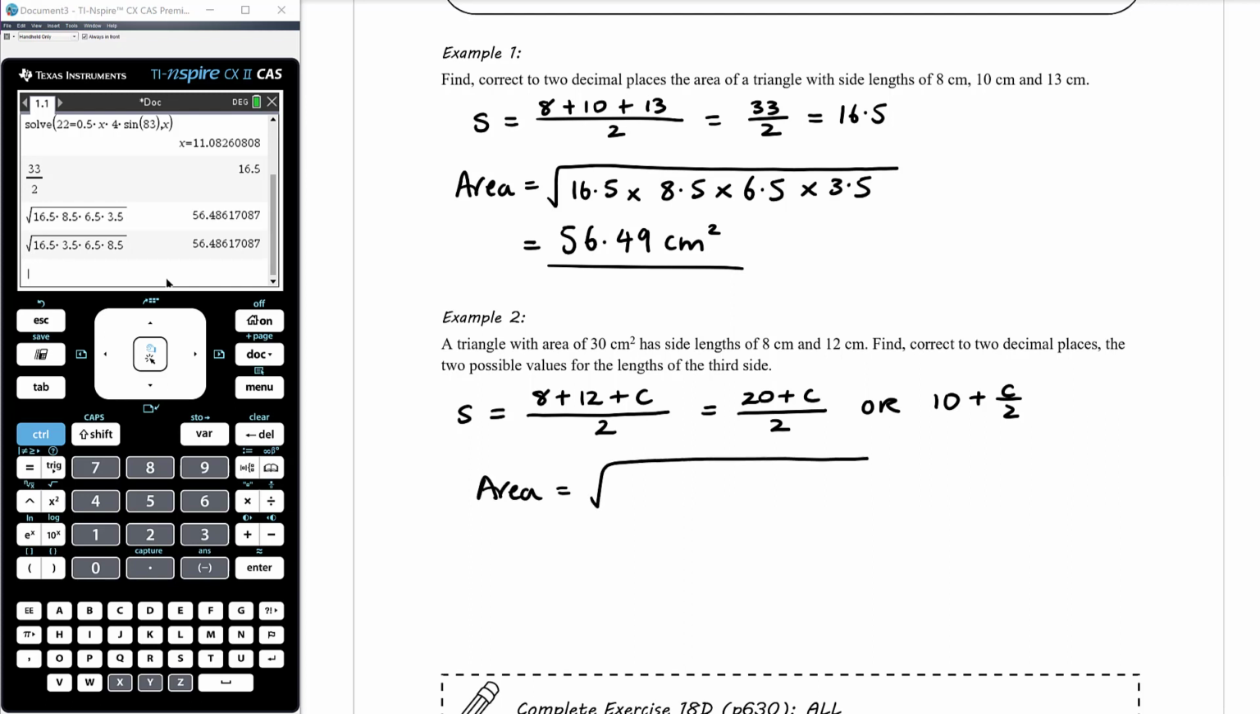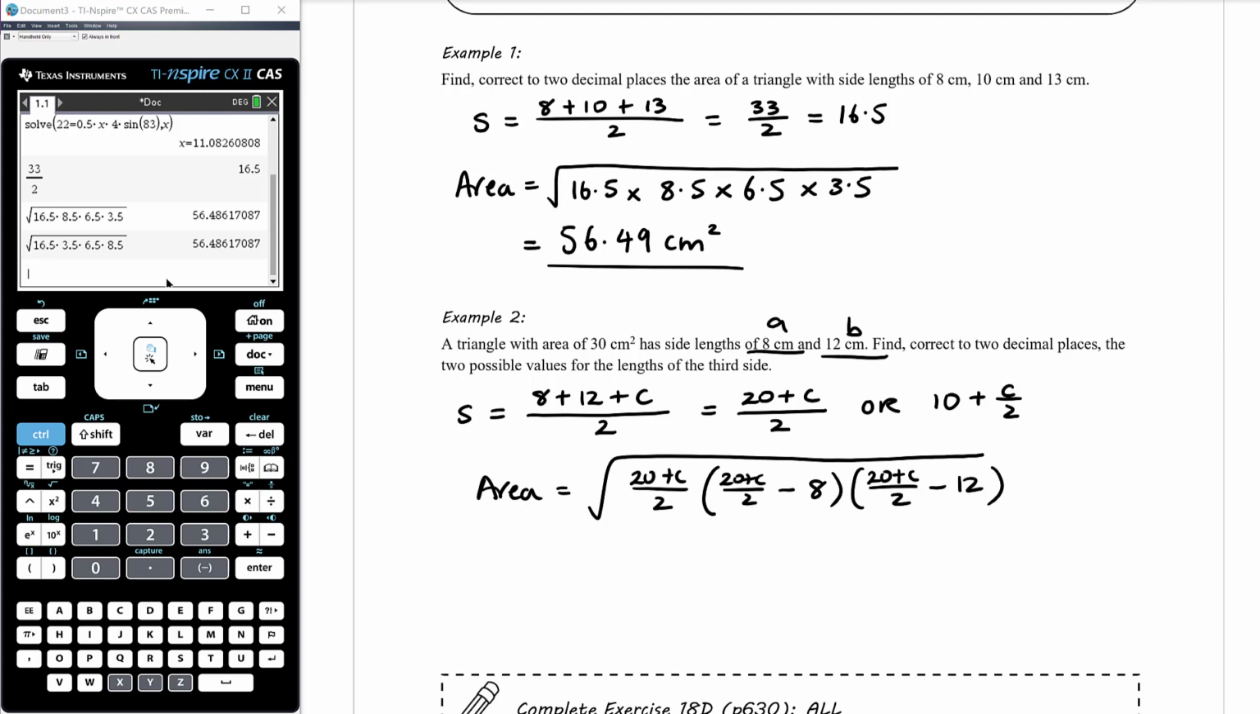Okay, so then we know that our area is equal to the square root of S, which is this thing. So it's 20 plus C over 2 times S minus A, so that is 20 plus C over 2 take away 8. I've said A is 8 and B is 12. It doesn't matter, I can switch them around if I want. Times 20 plus C over 2 minus 12, and 20 plus C over 2 minus C. Whilst it is a really ugly equation, the last thing we need to do is we know that the area is 30, so that's going to go in there.